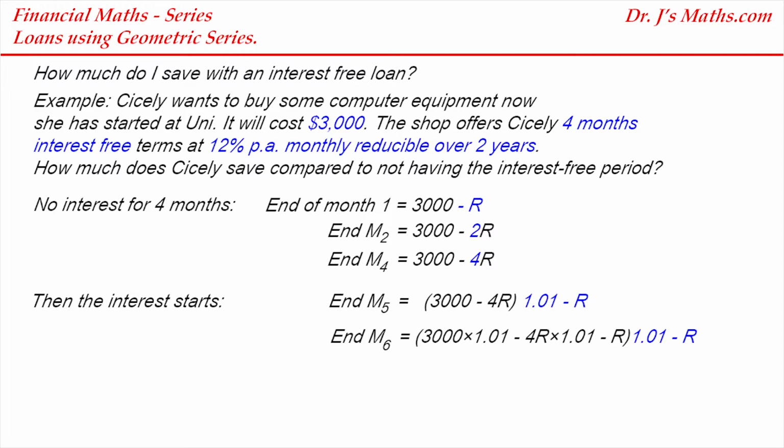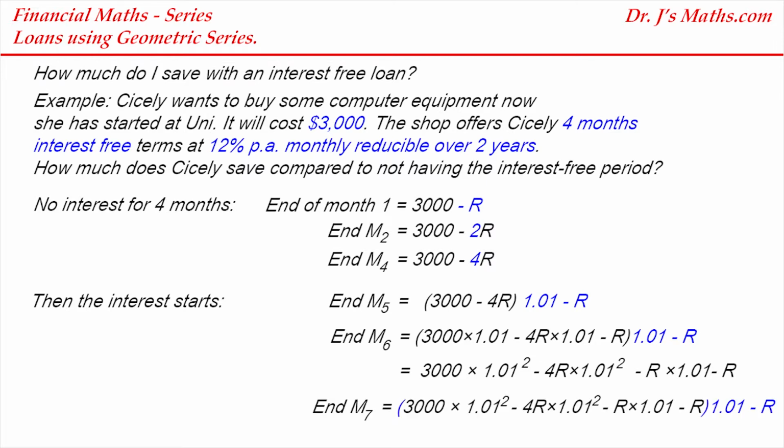Now I'm going to expand those brackets. Pretty helpful in this sort of context. So you expand them all: 3,000 times 1.01 squared, minus 4R times 1.01 squared, minus R times 1.01, minus R.